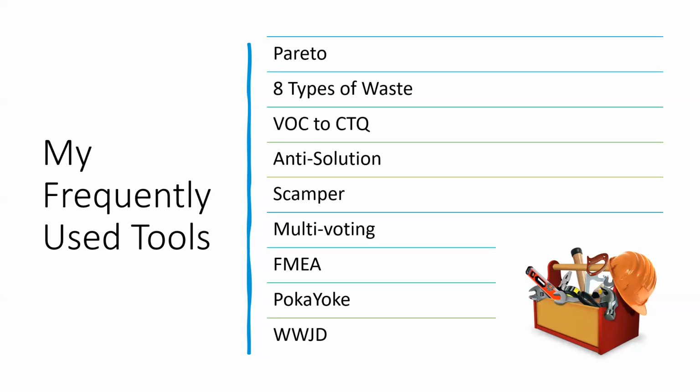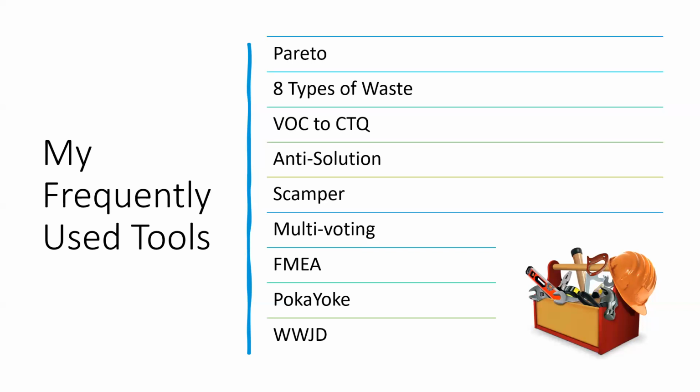Another tool that I like is the anti-solution. This is quite useful for brainstorming, especially if people are running out of ideas. So you just need to flip the script and you have their creative juices flowing. Another tool that I like is Camper. Okay, it helps you really come up with innovative ideas in order to improve a product.